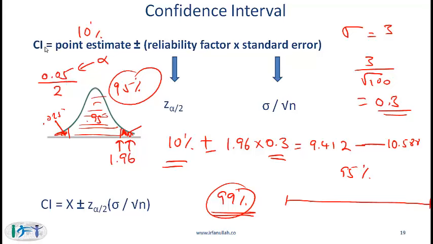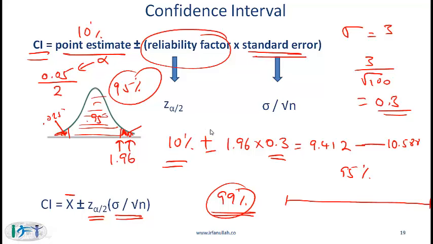Sometimes you will notice this confidence interval or range expressed like this: x bar, which is simply your point estimate, plus or minus z alpha over 2, which is the reliability factor, times sigma over root n, which is the standard error.